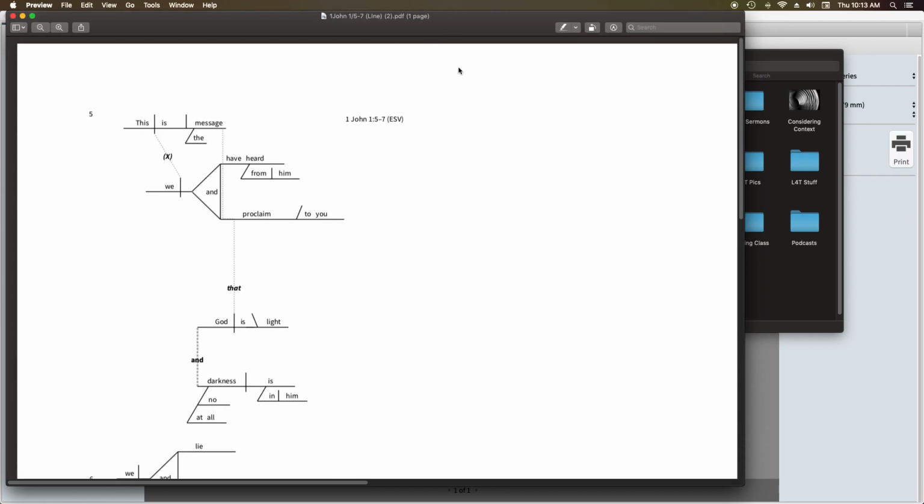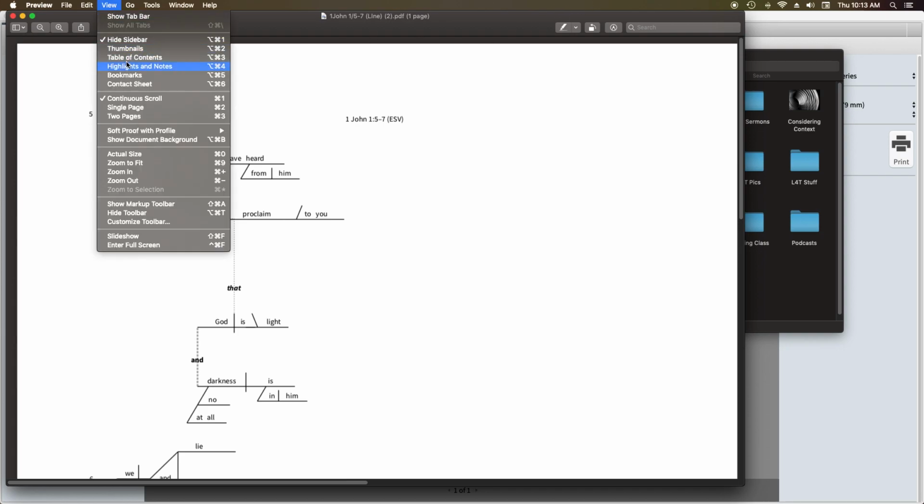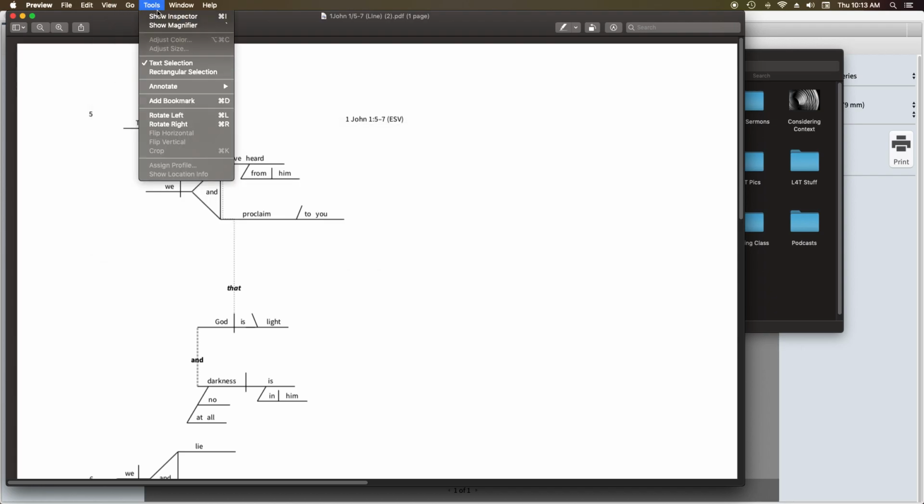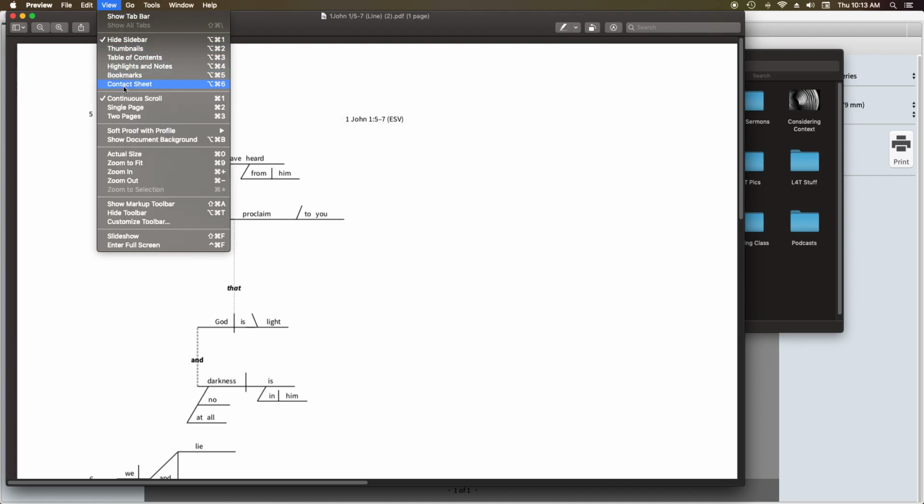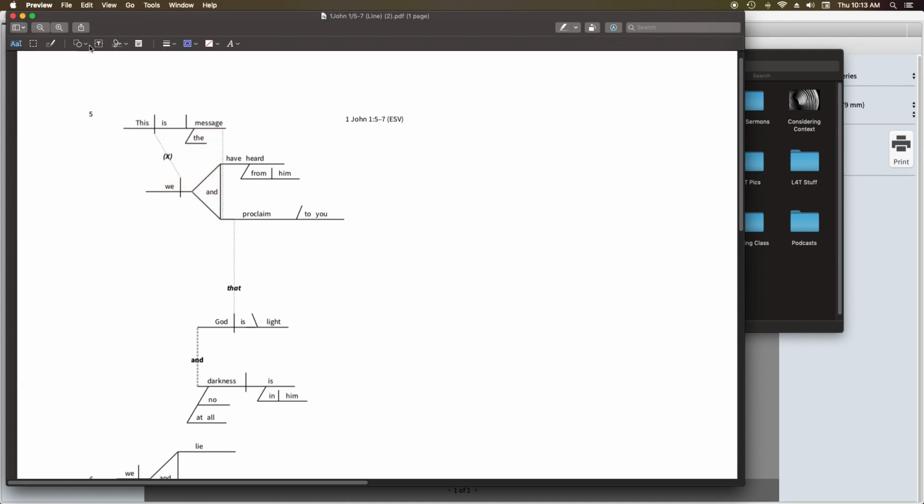And the cool thing about Preview, at least on the Mac, is if you go to here and you show your toolbar, view, and look for show markup toolbar, you can put all kinds of stuff. You can put shapes in there. You can add text. You can just do all kinds of things. You can change the colors of them, and make notes. You could use this as a teaching outline or whatever.